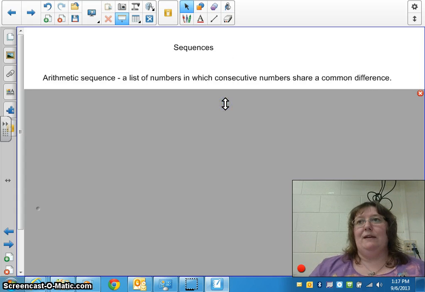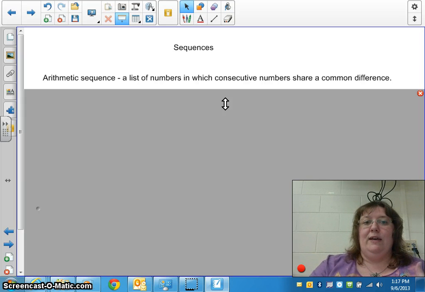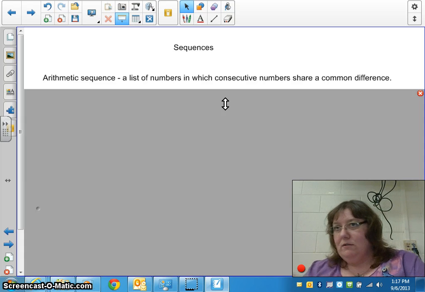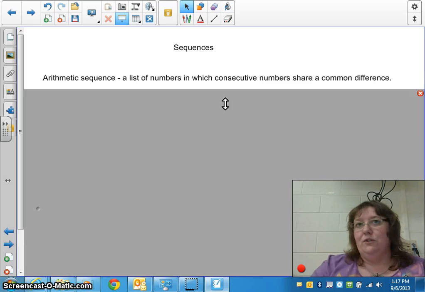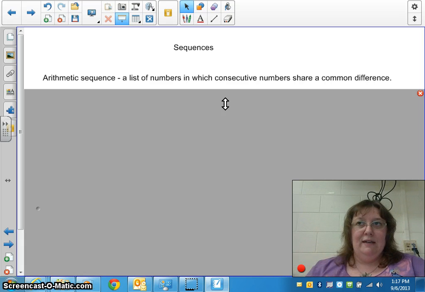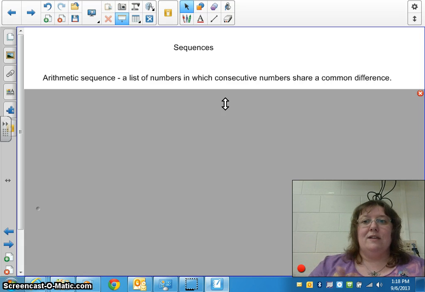So, arithmetic. This is something you want to write down in your notes. This is the definition, okay? We list numbers in consecutive order. That means one after another, okay? That follow suit, 1, 2, 3, 4, okay? That kind of thing, all right? So we're going to list our consecutive numbers, and they share a common difference. So, for instance, if I'm going 5, 10, 15, 20, what is the common difference there? Think about that and write it down.